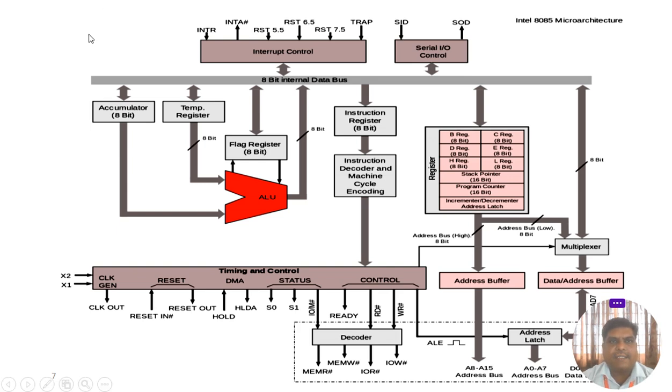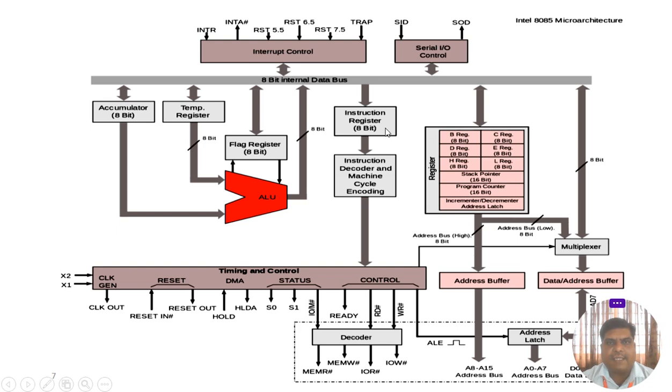So this is the architecture of 8085. First see this figure. This is called the ALU, the arithmetic and logic unit, where the ALU gets input from the accumulator and the temporary register, because these two are the main inputs. By these two giving the input, the output path is given to the 8-bit internal data bus through a flag register or some interrupt register.